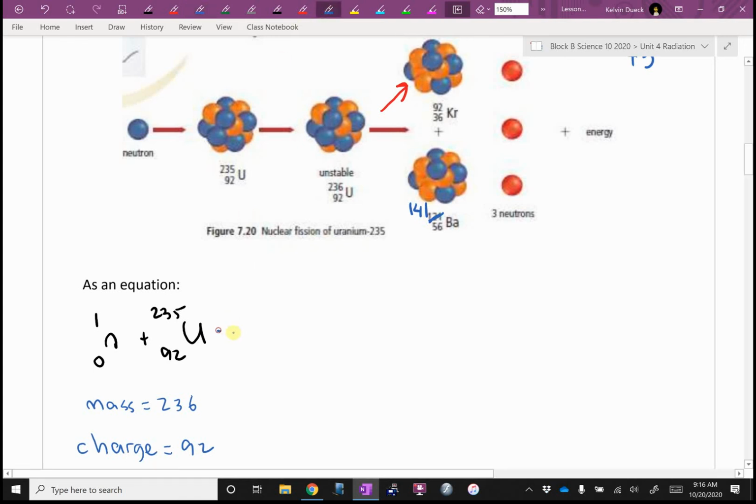The first part of this, uranium-235 plus a neutron, gives us unstable uranium-236. So still a charge of 92. We've got an extra mass. But we still have 236 and we still have 92, check.